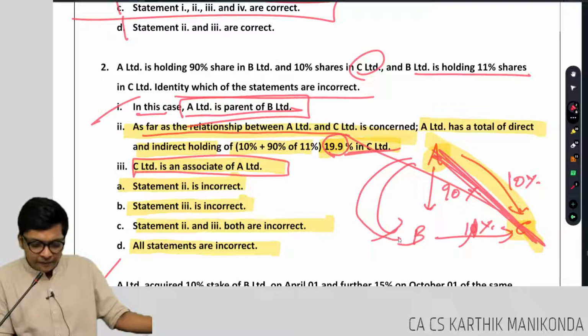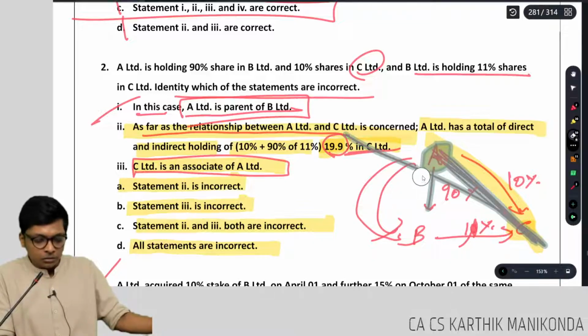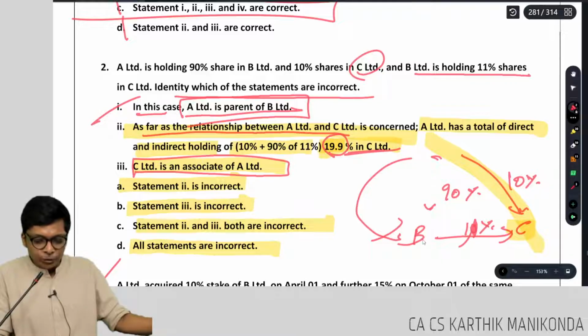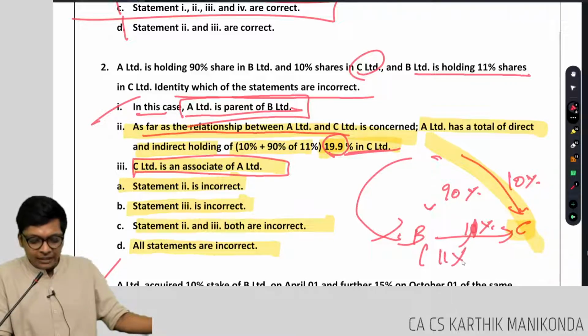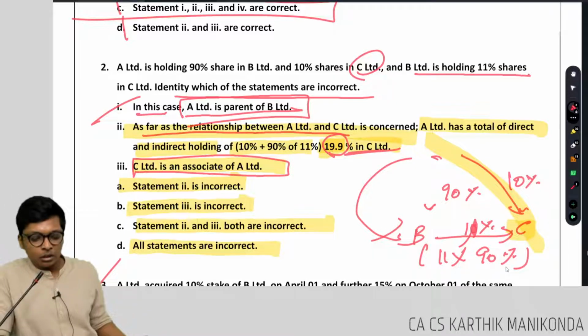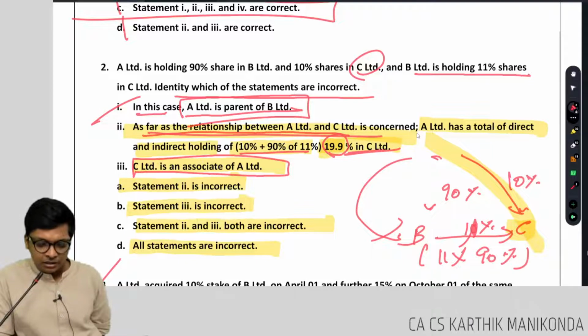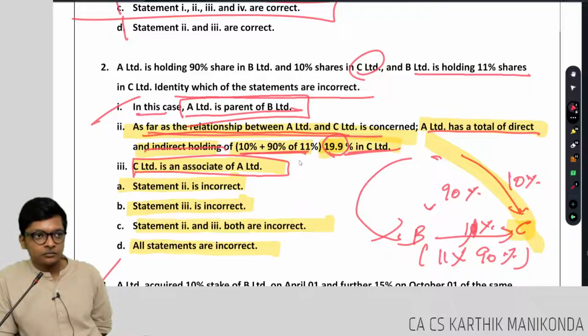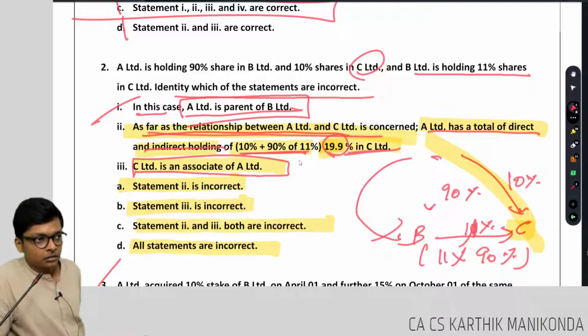A has in B. So you are computing like this, 11 into 90%. In that, as far as the relationship is concerned, A has a total control of direct and indirect holding of... no, you cannot add like that. How will you add like that?